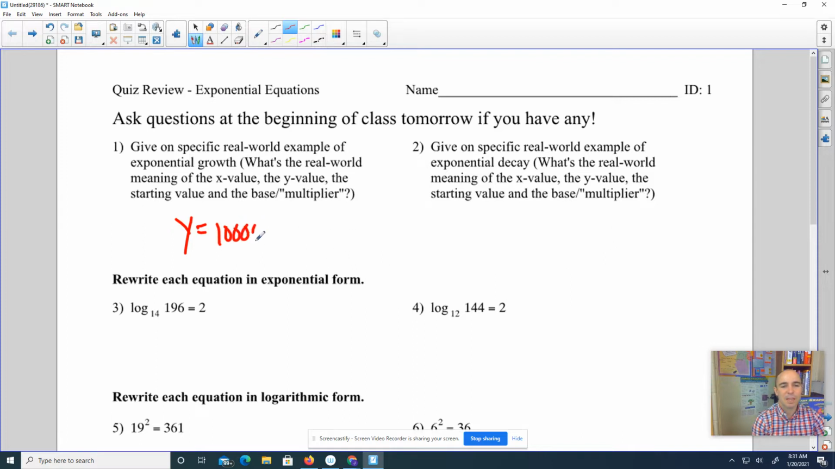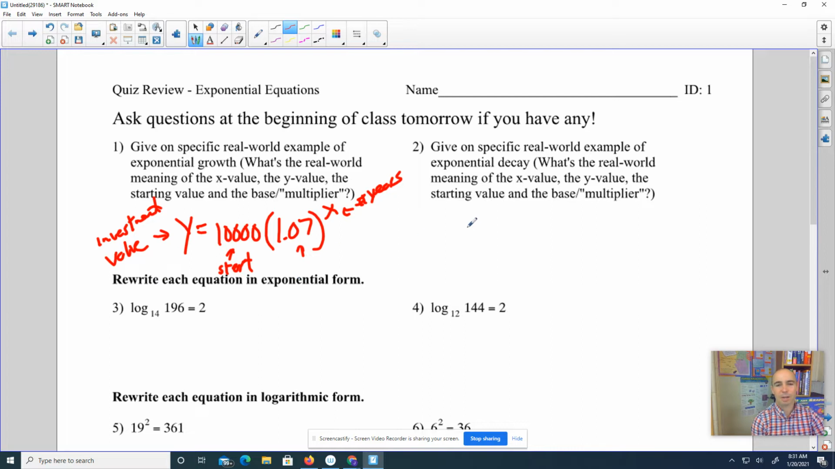We started with $10,000. We had the multiplier, which is 1 plus our interest rate. And then this was the number of years. So what we want you to do is just explain in your writing what all this stuff is. So this is investment value. Sorry about my terrible handwriting. This is the starting point. This is the multiplier, or the 1 plus your interest rate.